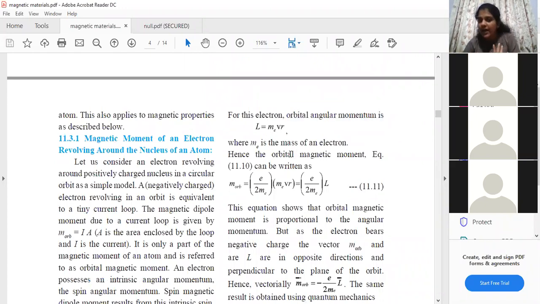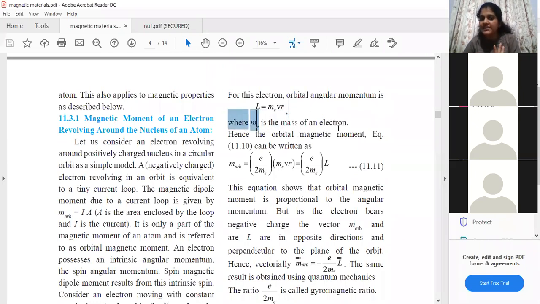Okay, now what I have to do is bring this L, introduce this L into my original M orbit formula. What we can do is, we got e v r by 2, right? This is what we derived for the dipole moment. Here we can multiply and divide by m_e, and instead of this m_e v r, we can substitute L over here. This is one thing that can be done.